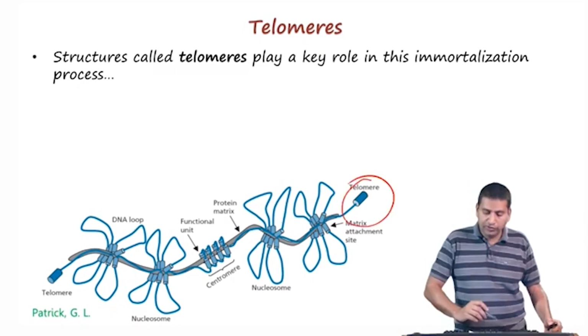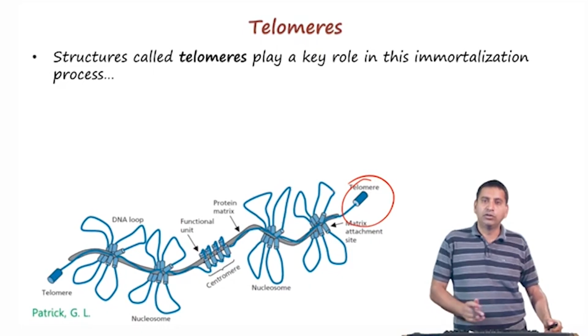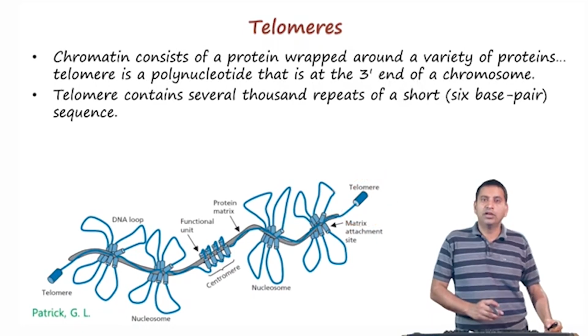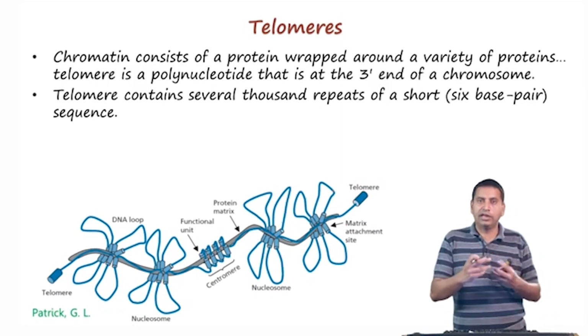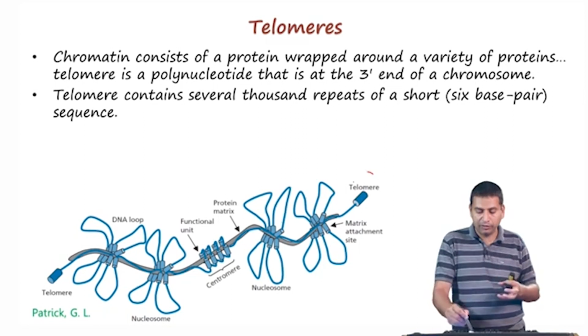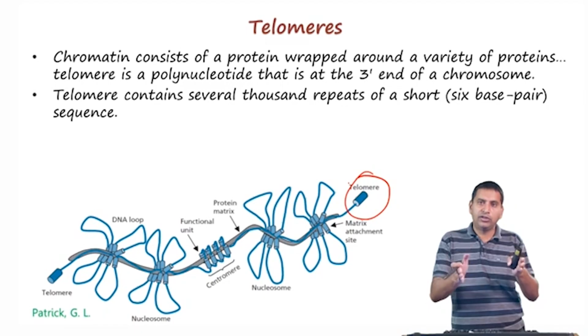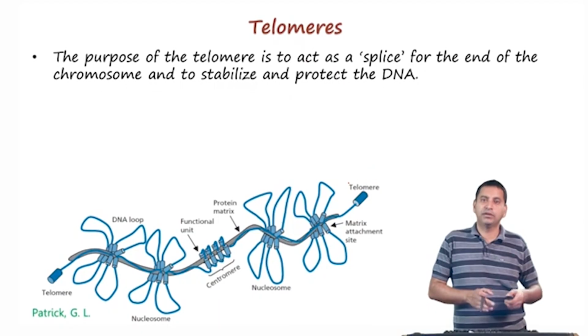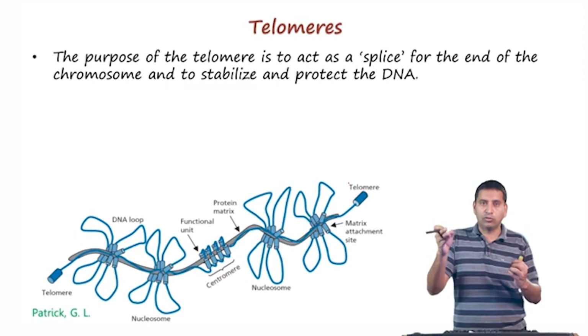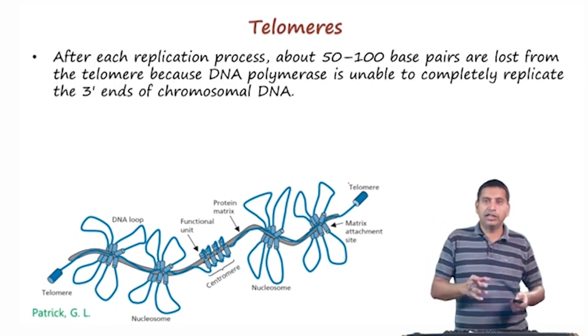So, here is the telomere which is attached to the DNA. It's a part of the genome. Okay. So, chromatin we have already discussed previously consists of DNA which wraps around a variety of proteins, and telomere is a polynucleotide that is at the 3' end of the chromosome. So, these contain several thousand repeats of a 6 base pair sequence. Okay. So, the purpose of the telomere is to act as a splice for the end of the chromosome and stabilize and protect the DNA.